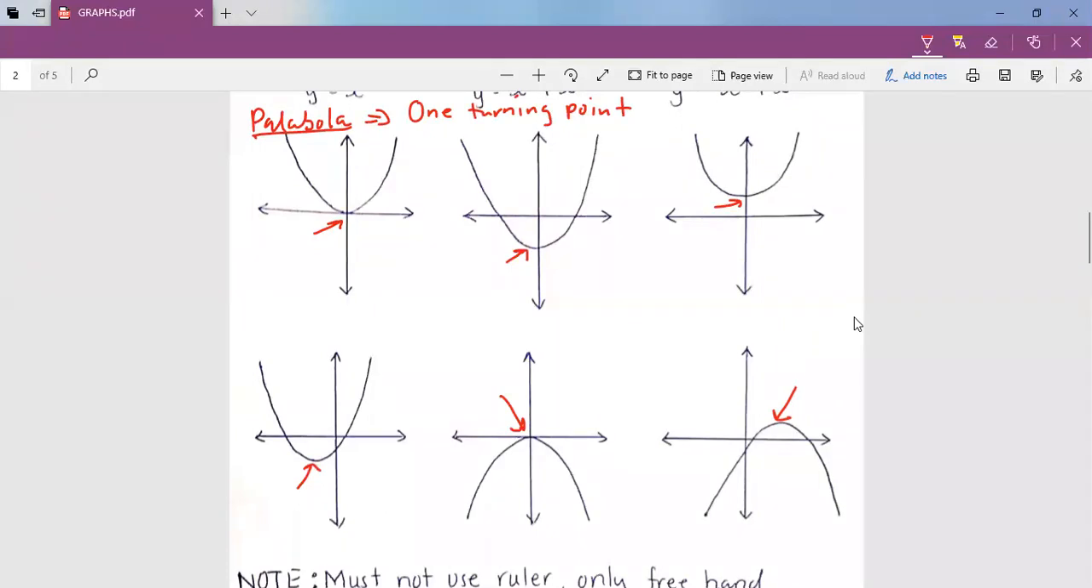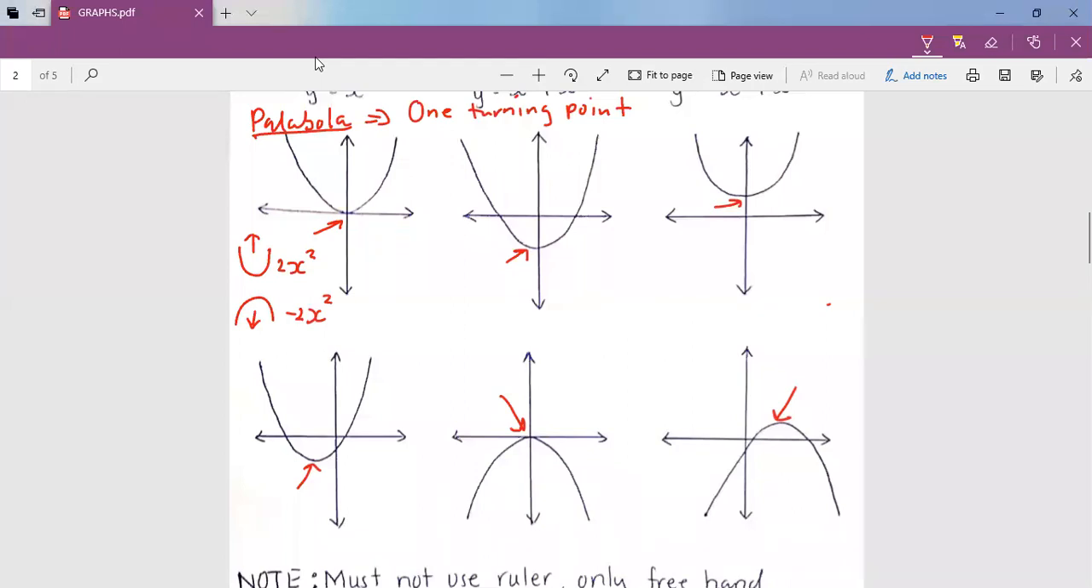So the turning points are of two natures for a parabola, that is a quadratic graph. It must be curving facing up like this, or it can be curving facing down like that. For any parabola to face up, it means the coefficient of x square is positive, like 2. And for any graph to face down, it means the coefficient of x square is negative.